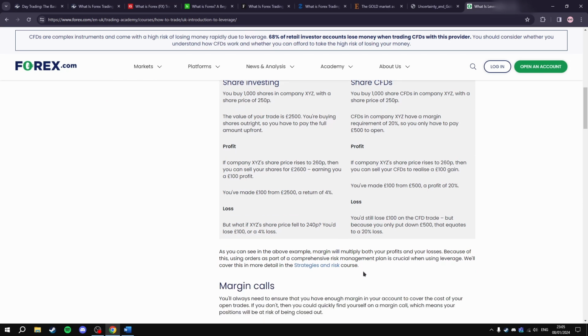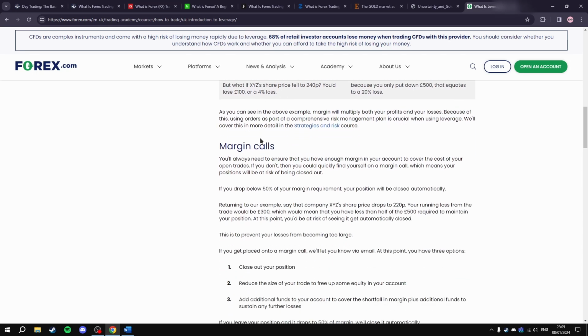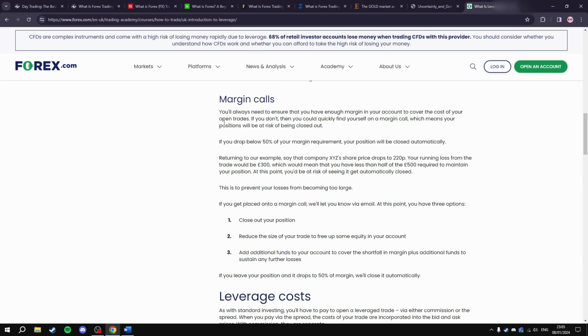As you can see in the above example, margin will multiply both your profits and your losses. Because of this, using orders as part of a comprehensive risk management plan is crucial when using leverage. We'll cover this in more detail in the strategies and risk course. Margin calls. You will always need to ensure that you have enough margin in your account to cover the cost of your open trades. If you don't, then you could quickly find yourself on a margin call, which means your position will be at risk of being closed out.